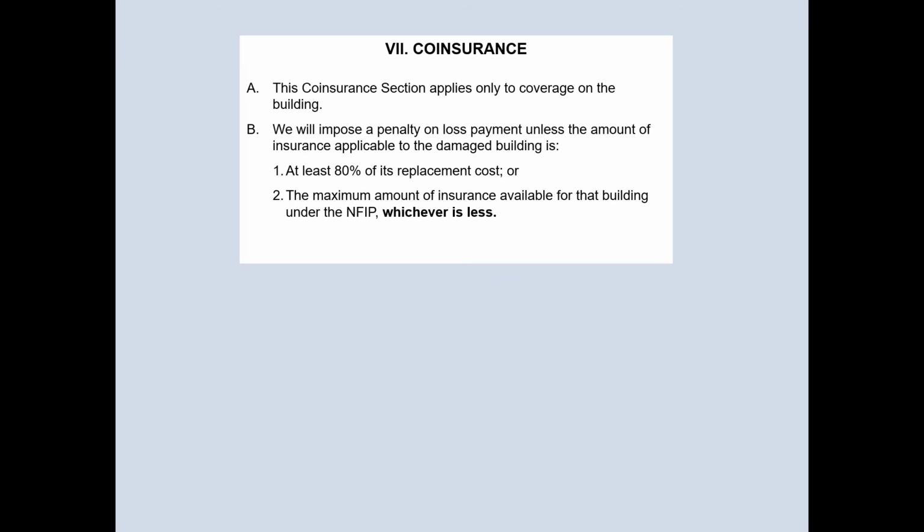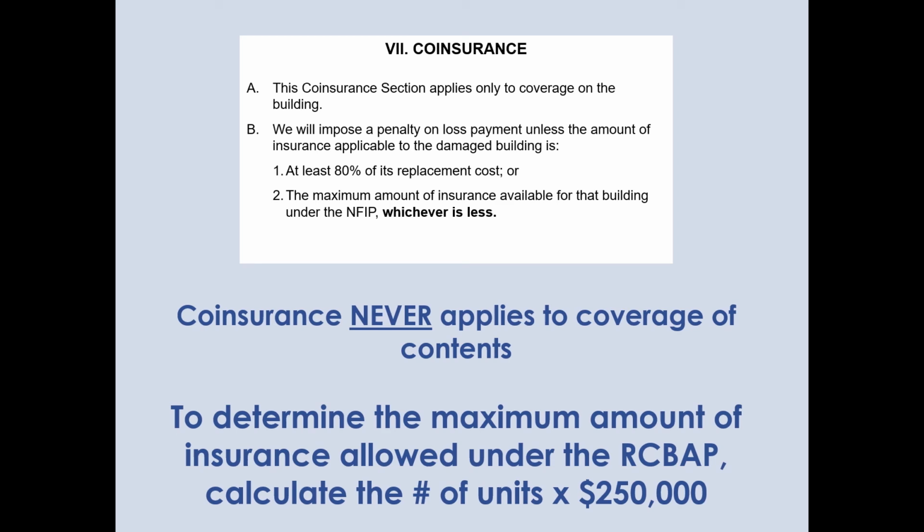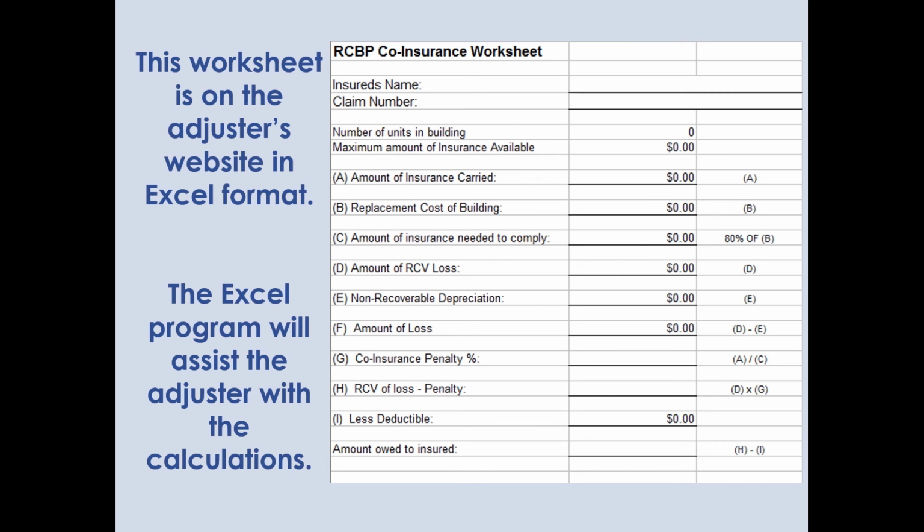However, we're not going to apply a penalty because they're carrying the maximum amount allowable. As soon as they're not carrying the maximum amount allowable, let's say they're carrying $499,000, we then revert back to the amount that they should carry, which is $8 million. In this instance, we would have a massive coinsurance penalty, and we'll show you what that looks like.